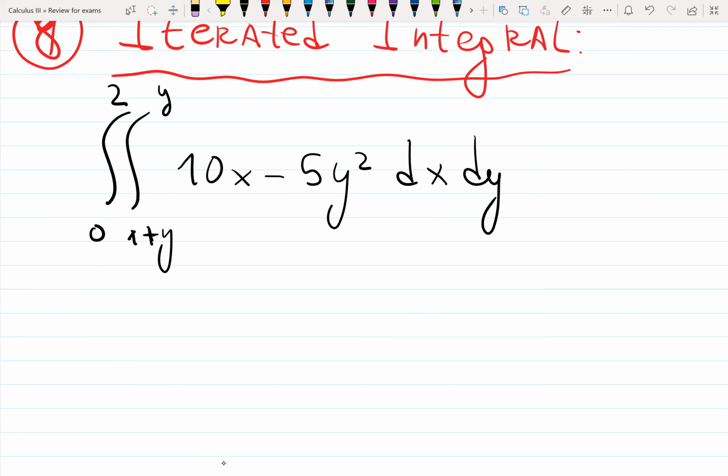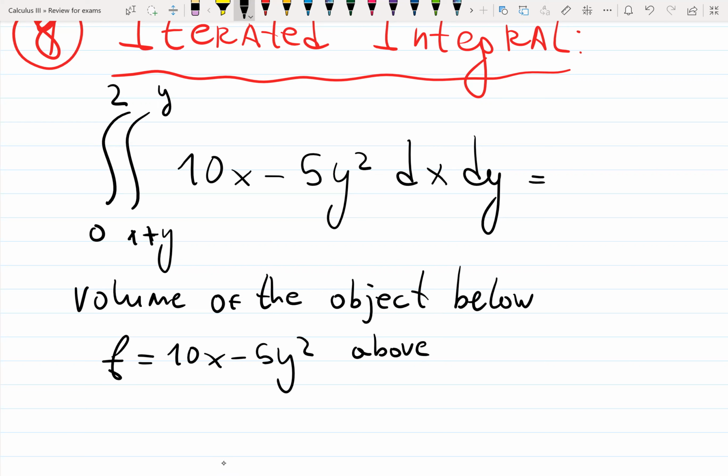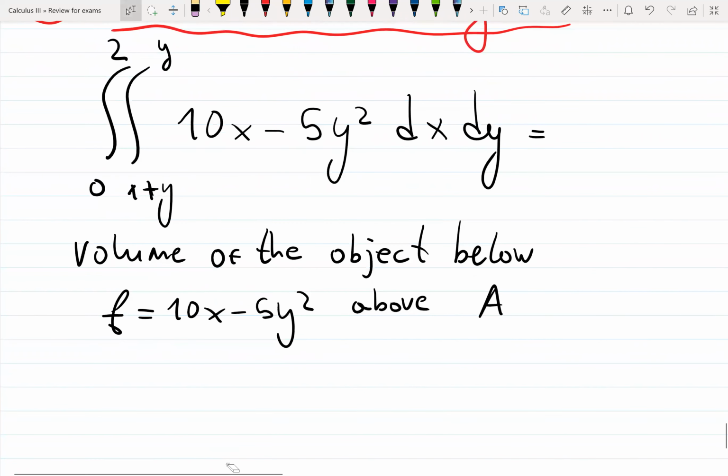Let me first write down that it is a volume of the object below f equals 10x minus 5y squared and above the floor. And the floor has the shape A. And A is written over here. So now I will explain what it means. It will not be a problem. I will explain better there.